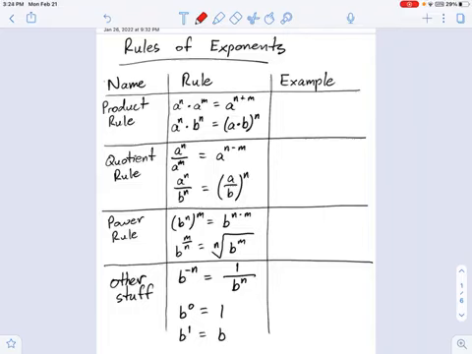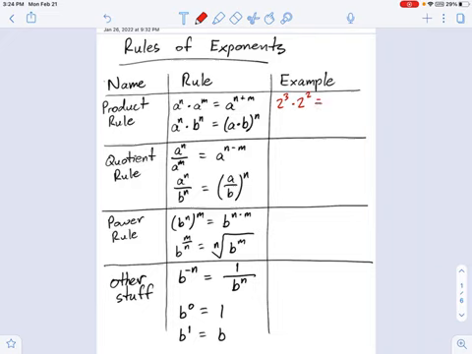If you're just looking for the rule itself, you can see it all in this column. Okay, that basically sums this up. But I'm going to give you some examples now if you want to see how these would kind of work together. So let's say we had 2 cubed times 2 squared. Okay, well, what would that be?